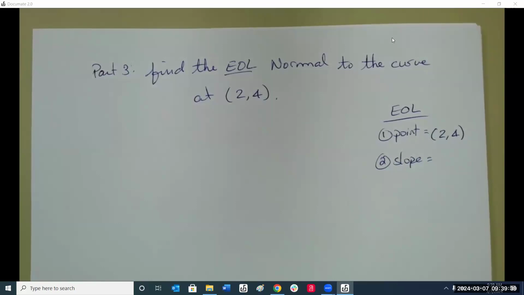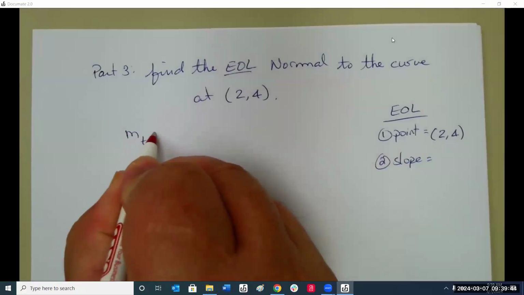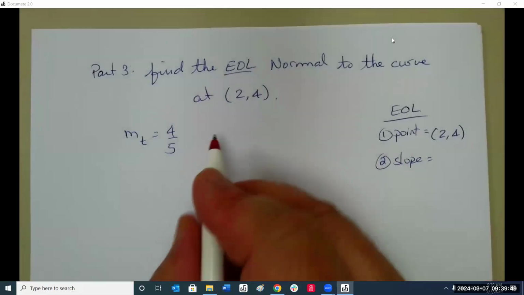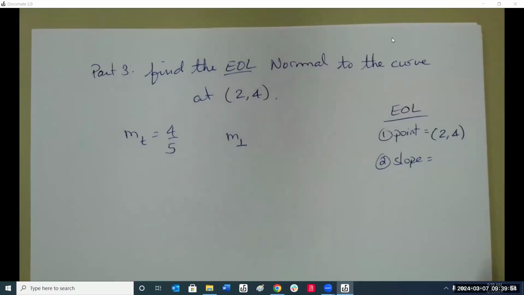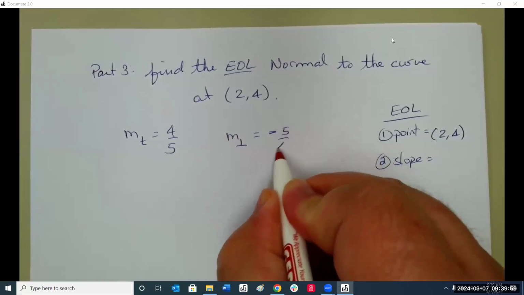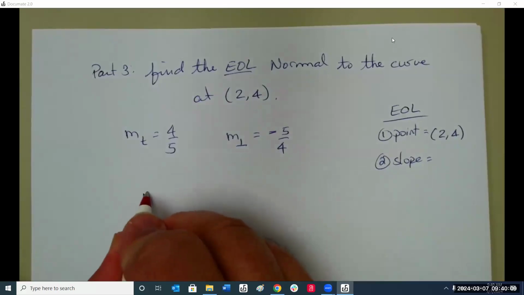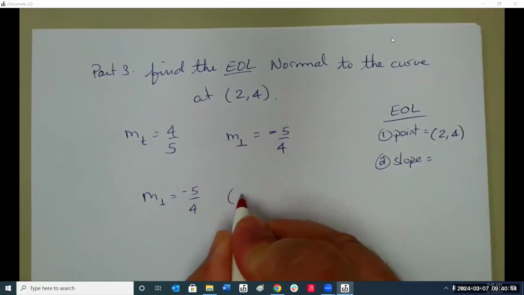Minus 5/4. Because what we had originally is the slope of the tangent line, which is 4/5. We need the slope perpendicular to it, which is the negative reciprocal. The perpendicular slope is flipping it and changing the sign. That's all it takes. So now we have the slope and we have a point.